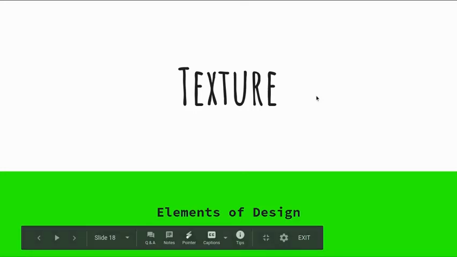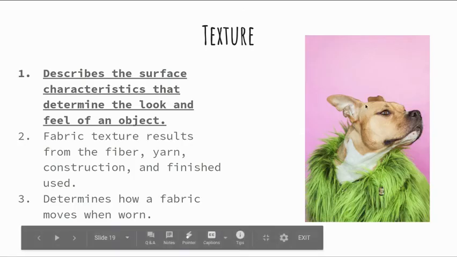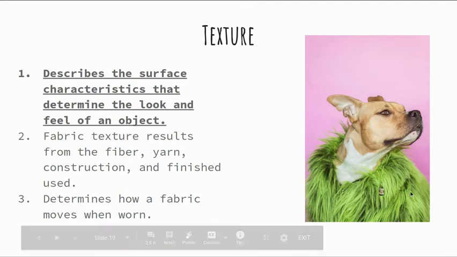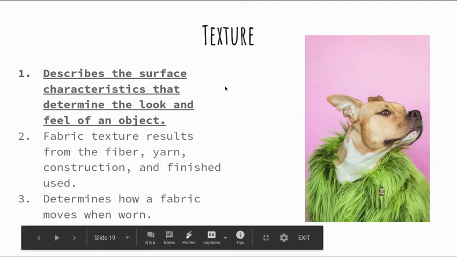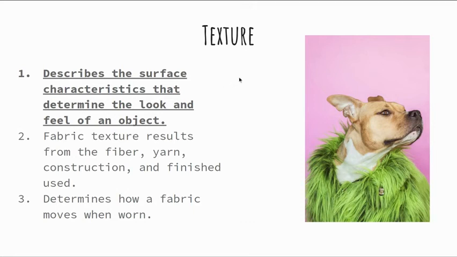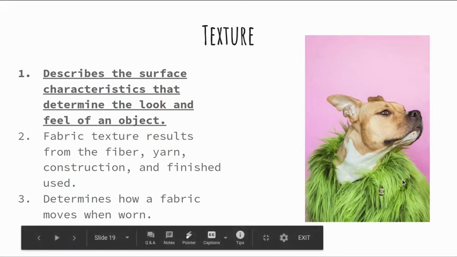Texture. Texture can be really fun to play with. So I know this is an example of a dog, but they can still technically have clothes. And also, this is really fluffy. So when we talk about texture, we're describing the surface characteristics. And that, just from looking at it, can determine, okay, this is going to be really soft. You go and feel it, it's going to be relatively soft.